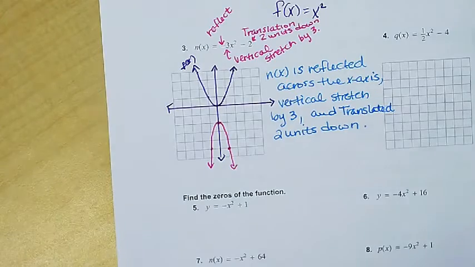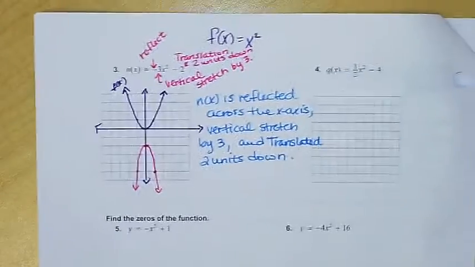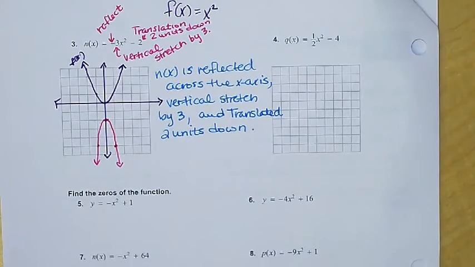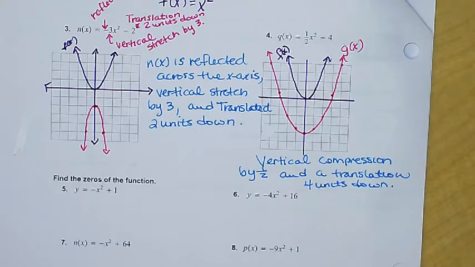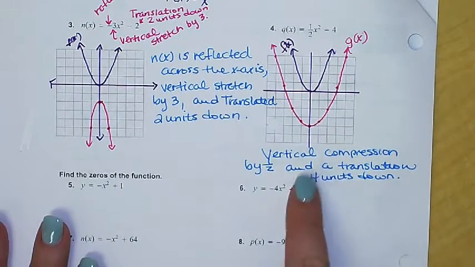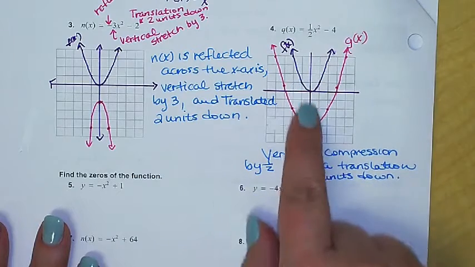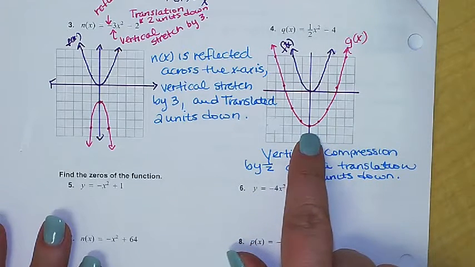Okay, try number 4. Go ahead and pause it, give it a shot. Try number 4, and let's see how that went. And then we'll move on. Okay, so check to see how that went. If this is your graph, this is our parent, and the pink one here is q of x, then you're in good shape.